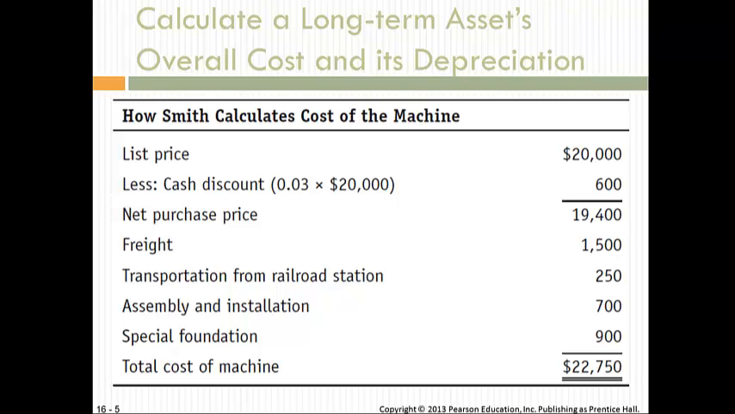Let's look at the example on page 592. Smith ordered a machine with a list price of $20,000. Terms 3/10 net 30. List price just means the price without any discounts. So let's review what 3/10 net 30 means.